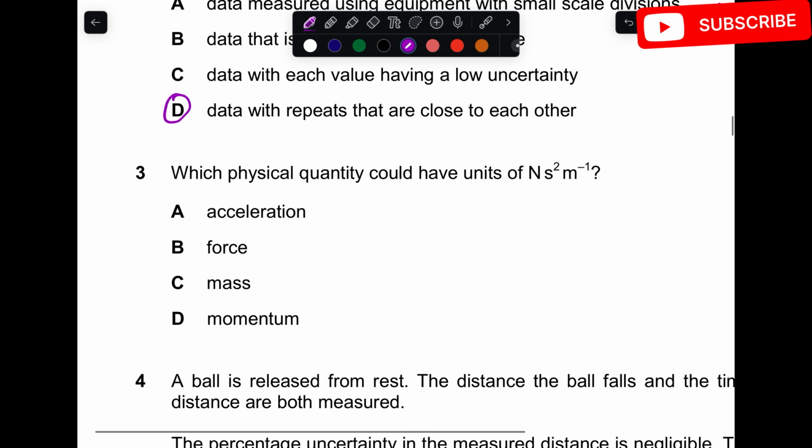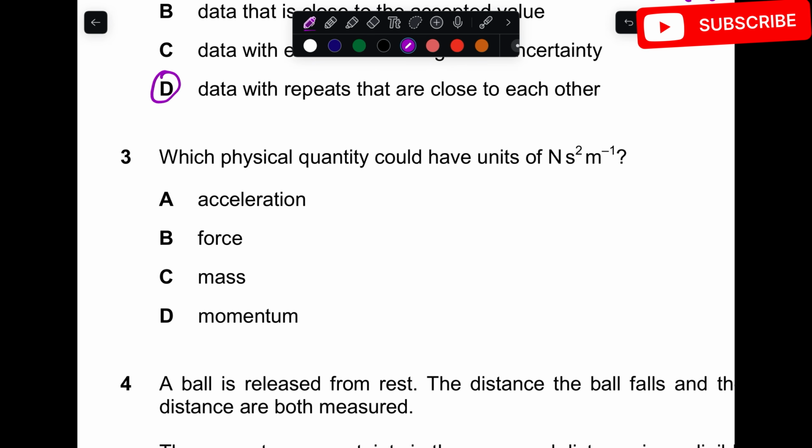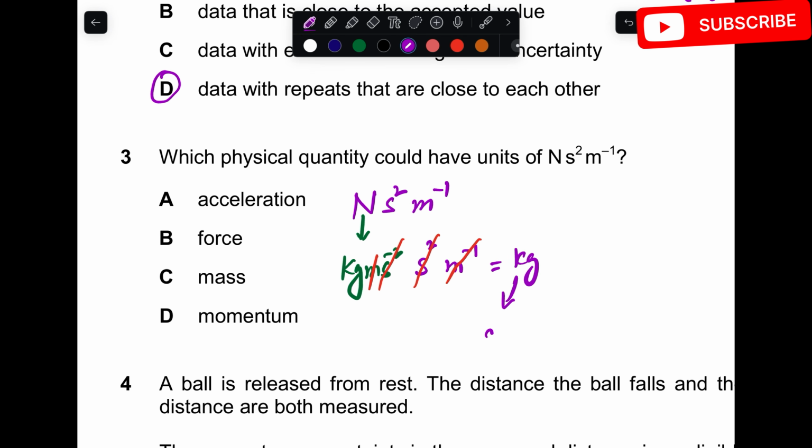In question 3, which physical quantity could have a unit of Newton second square per meter square? Okay, so let's solve this: Newton second square per meter. Newton is for the force, it is kg meter per second square, and we have second square and per meter already. So if you see, this second square will cancel out with this, and meter will cancel out with this. We're only left with kg. Kg is for mass. It's option C.